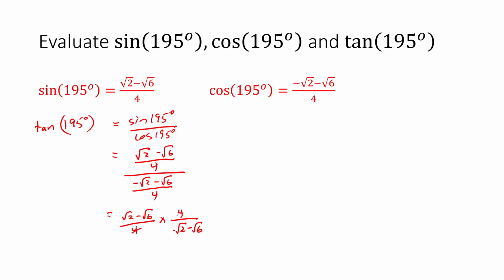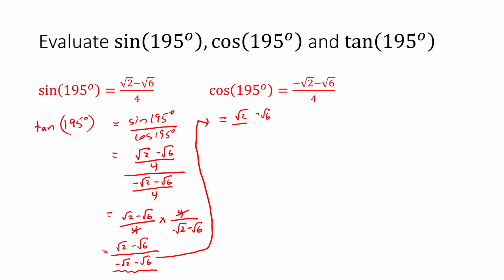And when we cancel out the 4's, we end up with root 2 minus root 6 all over negative root 2 minus root 6. Now, at this point, we see we've got an irrational denominator, and specifically it's an irrational denominator that has two terms in it. The way we're going to rationalize it is by multiplying numerator and denominator by the conjugate of the denominator.